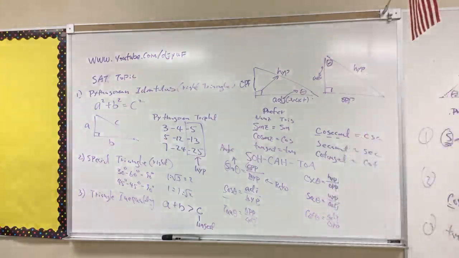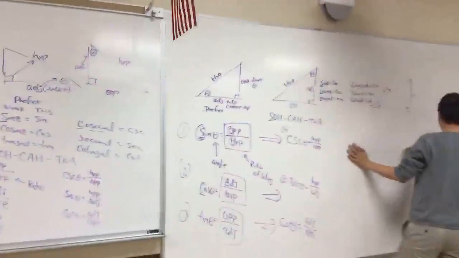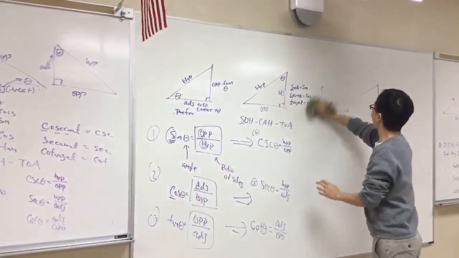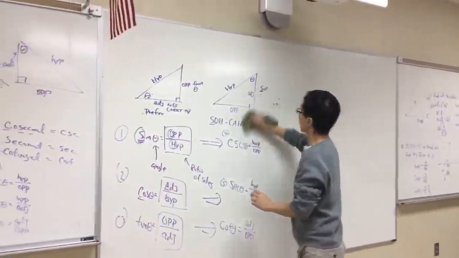So what we're going to do is try a question that revolves around this. We're going to find all 6 trig ratios, and we're going to give the data to you.